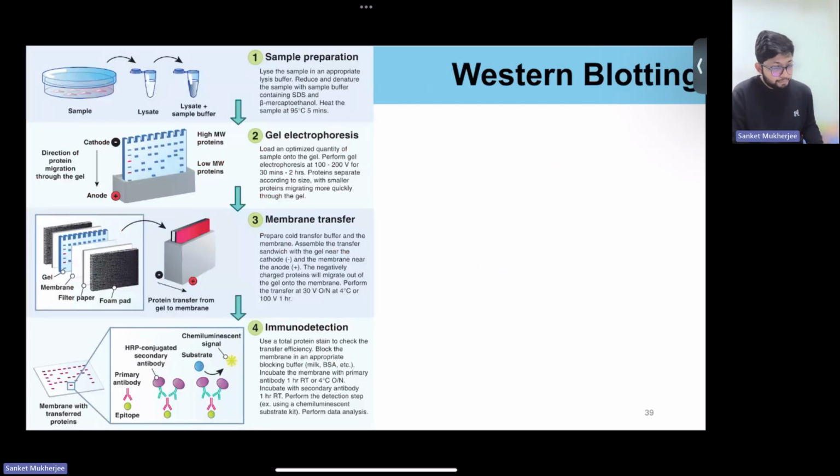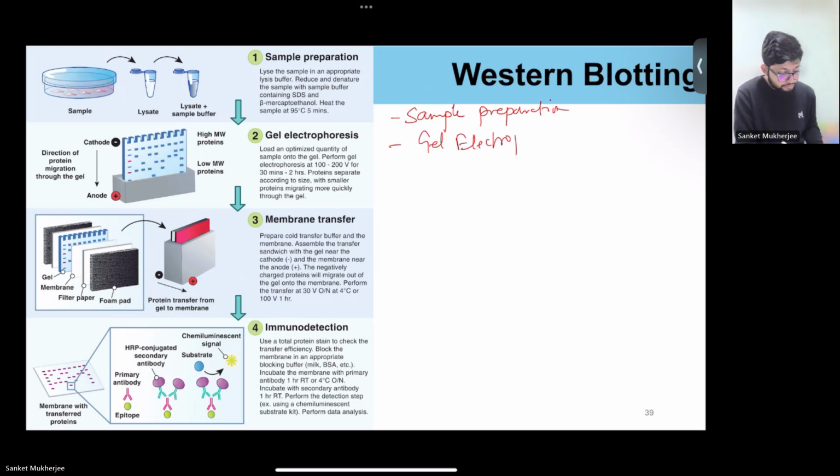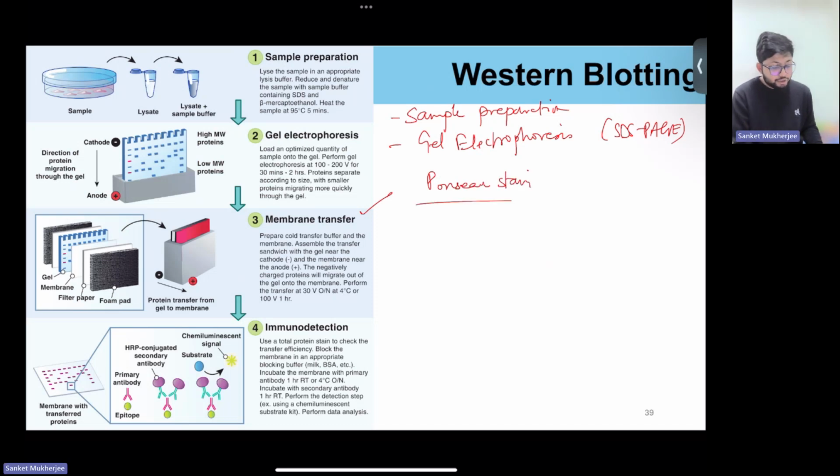Then there is Western blotting. In Western blotting, first you have to prepare the sample. So these are the steps. So sample preparation, as you can already see, following which you perform gel electrophoresis, usually an SDS page in most cases. Then there is a transfer of the protein from gel to membrane, and usually Ponceau stain is used to visualize this transfer of protein. Then we wash away the stain.